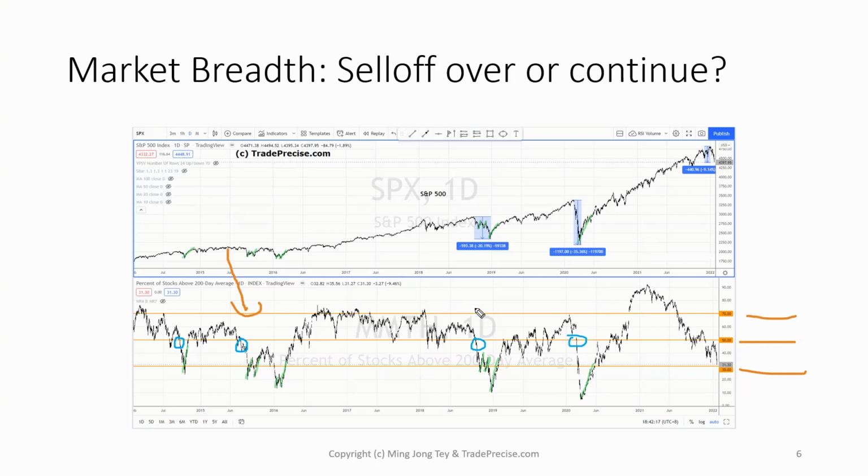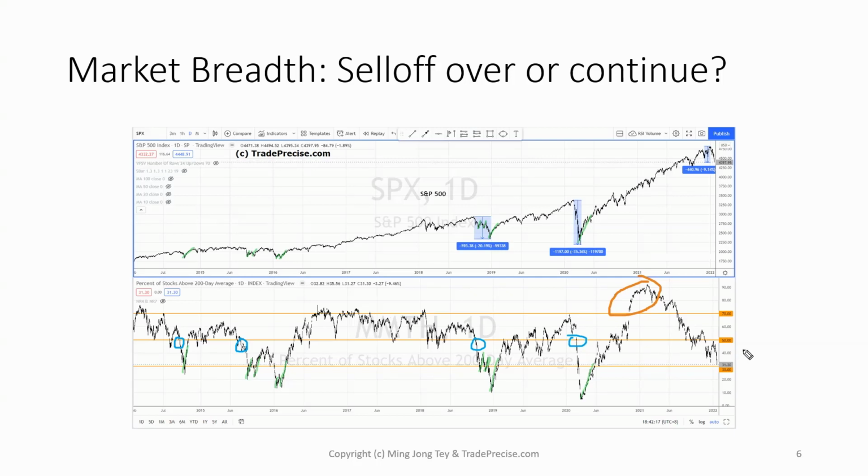So very obviously, this is the overbought 70% level. If the percentage of stocks above the 200-day MA is above 70%, you can imagine that more than 70% of the stocks in the market are still above the 200-day MA. So it's very bullish, a very bullish environment. A lot of the stocks participate in the uptrend, so this is a very bullish uptrend.